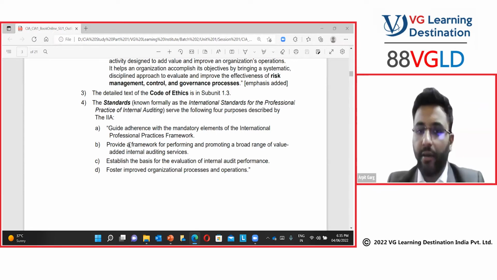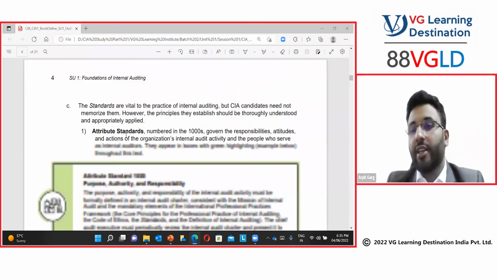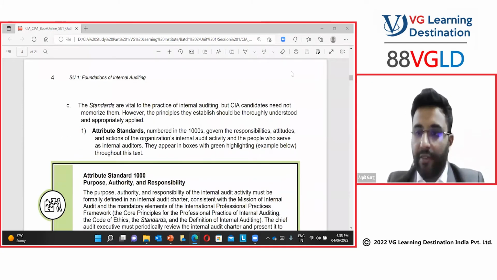It's just a read, folks. You don't have to learn it. Just take a quick read on this. Now, moving on to the different types of standards, and this is something that we have broadly understood. So let's leverage the understanding that we've shared on the presentation slides. The standards are vital to the practice of internal auditing, but CIA candidates need not memorize them.